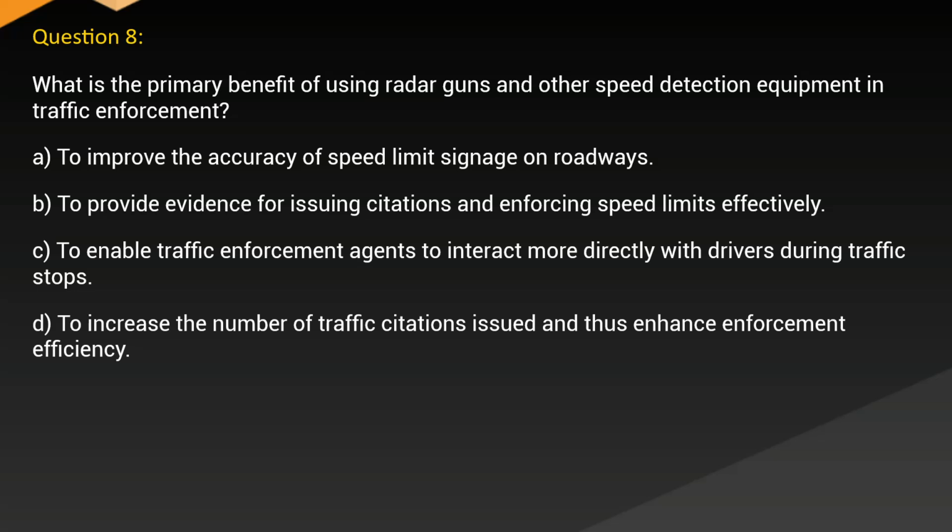Question 8. What is the primary benefit of using radar guns and other speed detection equipment in traffic enforcement? A. To improve the accuracy of speed limit signage on roadways. B. To provide evidence for issuing citations and enforcing speed limits effectively. C. To enable traffic enforcement agents to interact more directly with drivers during traffic stops. D. To increase the number of traffic citations issued and thus enhance enforcement efficiency.